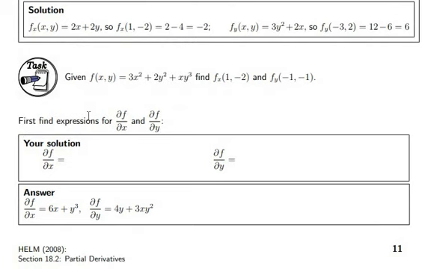So some homework I have given to the students. Given f of x y equal to this, you have to find the partial derivative of f with respect to x for the values 1 and minus 2 and the partial derivative of f with respect to y for the values minus 1 and minus 2.